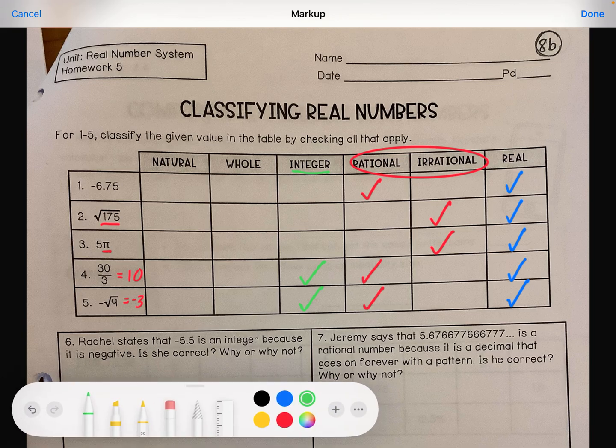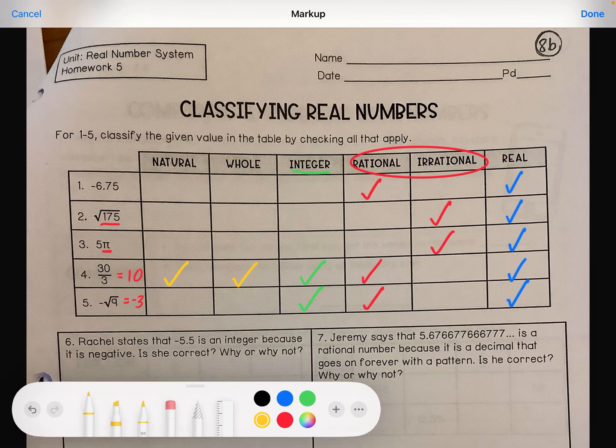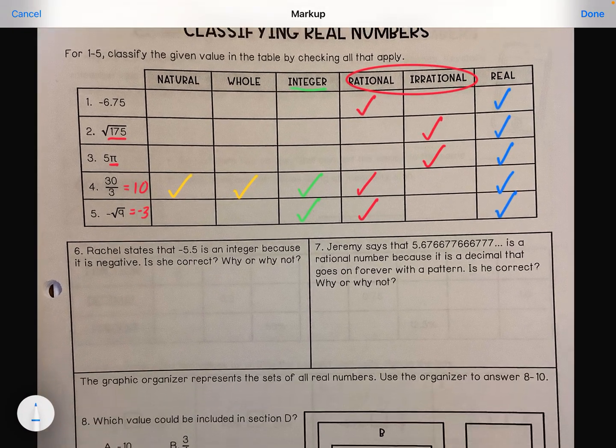Once we've decided if they are integers, we'll then decide if they are whole and natural. Whole numbers start at 0 and count up, which is true for number 4, and natural numbers are 1 or larger, which is also true for number 4. Check your answers on 1 through 5. You can pause the video if you need more time.